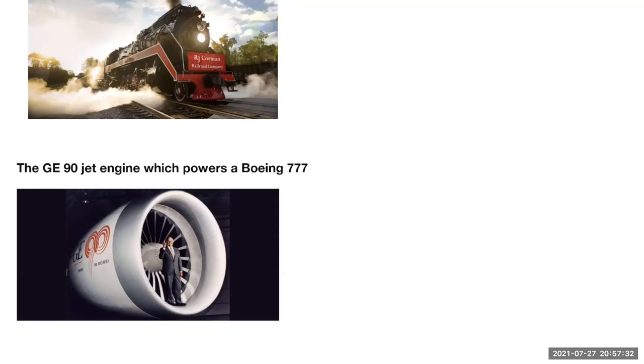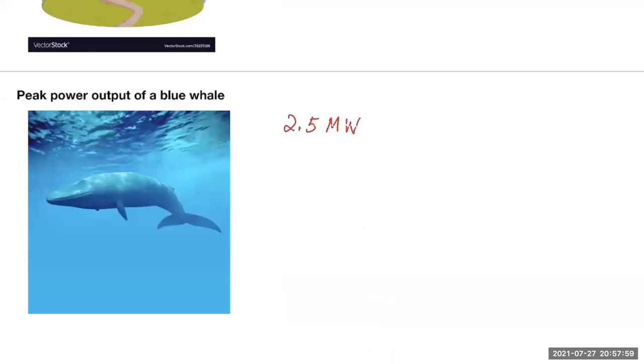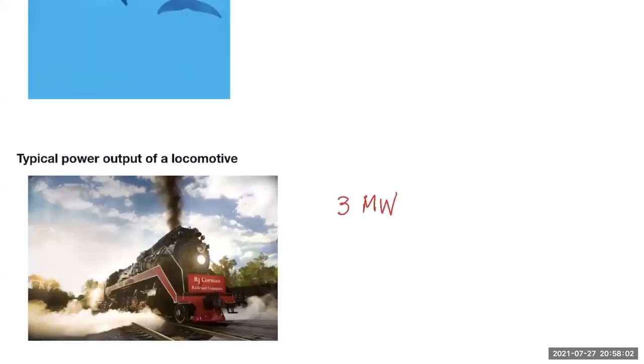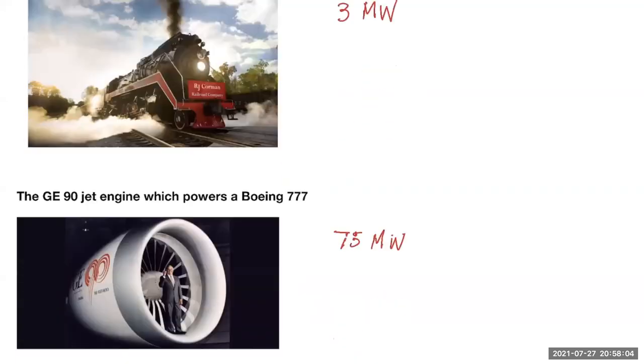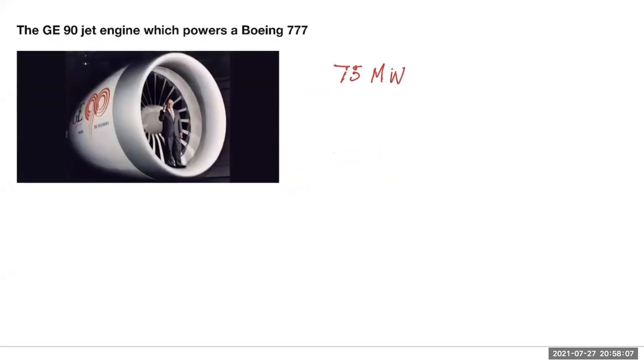The GE90 engine is a state-of-the-art piece of work, and it has a maximum power output of about 75 megawatts. Wow, 75. That is a lot more than a blue whale. You compare 75 megawatts with the blue whale, which is 2.5 megawatts, right? Even a locomotive is nothing to compare with a modern GE jet engine.